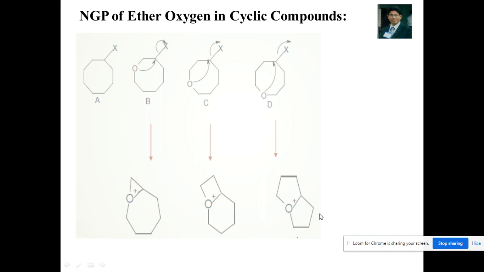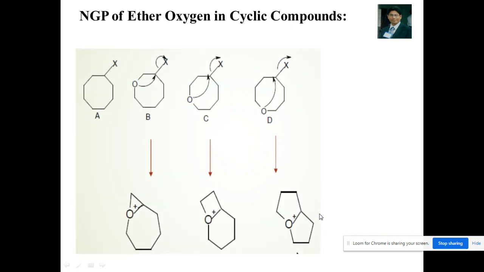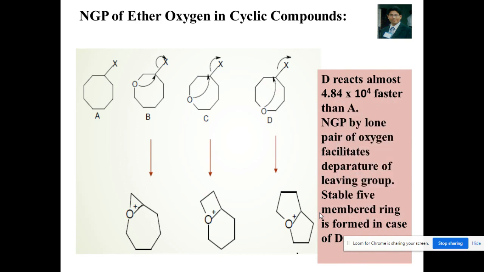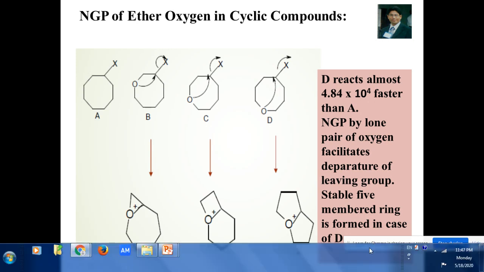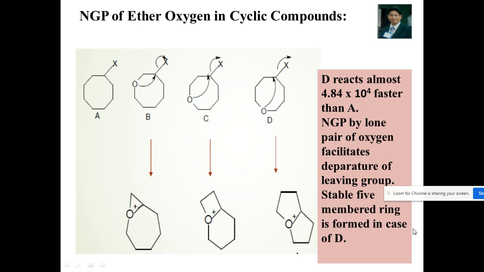NGP of ether oxygen in the cyclic compound. Now, for these 4 cases, A, B, C, D, D reacts almost 4.84 × 10^4 times faster than A. NGP by the lone pair of oxygen facilitates the departure of the leaving group. A stable 5-membered ring is formed in the case of D.